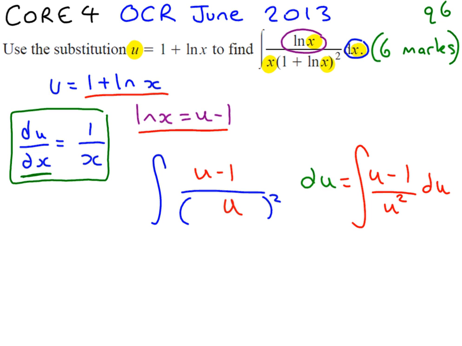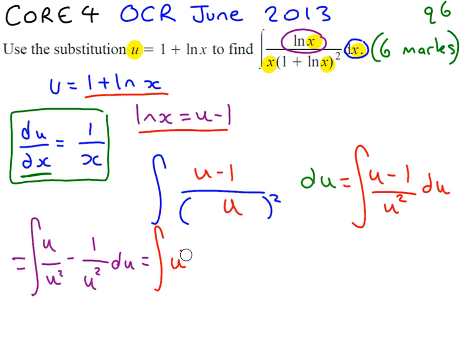Now, the whole thing, u minus 1, is being divided by u squared. So that means u is divided by u squared and 1 is divided by u squared. We haven't actually integrated yet, which is why we still have the integral sign. Now that first term, u over u squared, simplifies to u to the minus 1, or 1 over u. Okay, whichever way you want to think about it. And obviously 1 over u squared is u to minus 2, du.